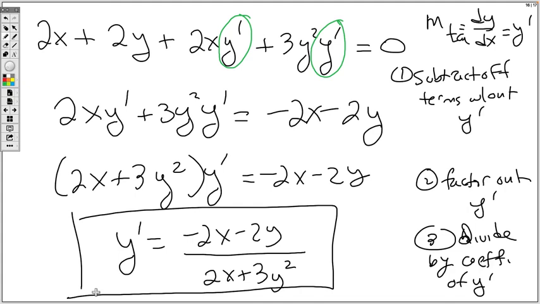You'll be able to factor out the y prime from the terms that have it in there, and then you'll be able to divide by that coefficient. Right? This will happen every single time. So those are your steps to solve it, and there you go. There's your y prime. Any questions on the algebra there? You see what's happening?